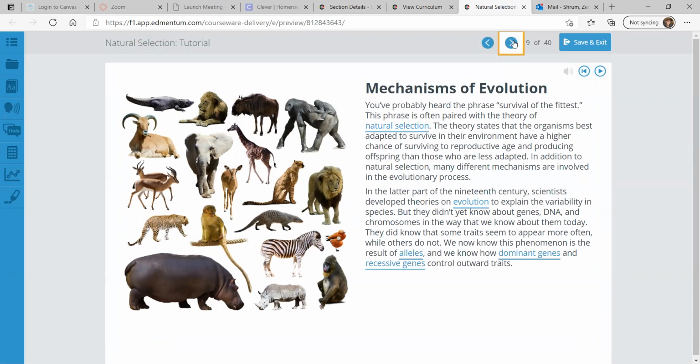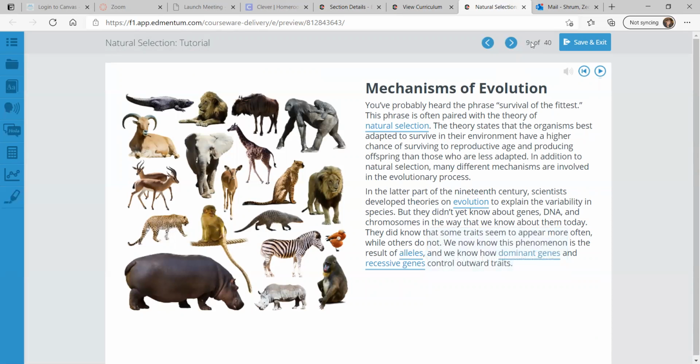In the latter part of the 19th century, scientists developed theories on evolution to explain the variability in species, but they didn't yet know about genes. So the 19th century means the 1800s. This is still a little too early for genetic knowledge to be around. So they didn't know about genes, DNA, and chromosomes in the way that we do now. They did know that some traits seem to appear more often while others do not. We now know this phenomenon is the result of alleles.